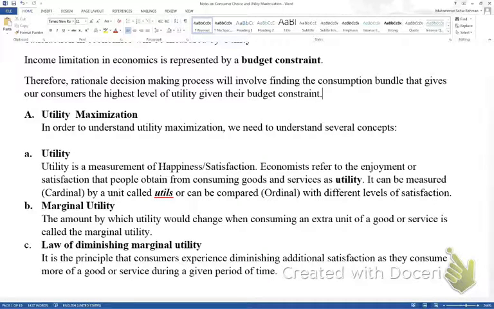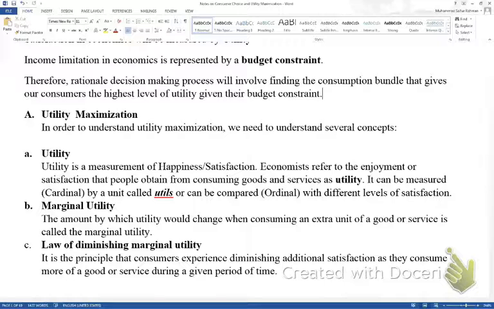So what is utility maximization? Now, utility maximization is a combination of different ideas. So let us slowly develop a set of ideas and then we explain what utility maximization is. Our first topic of discussion is this idea of utility. What is utility? In very simple terms, utility is a measurement of happiness or satisfaction. Economists regularly refer to enjoyment or satisfaction that people obtain from consuming goods and services as utility.